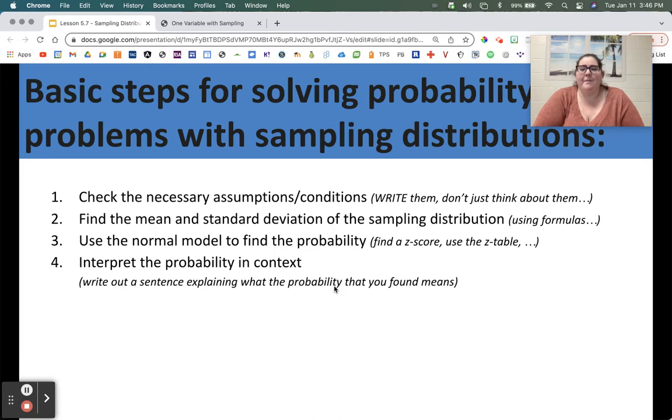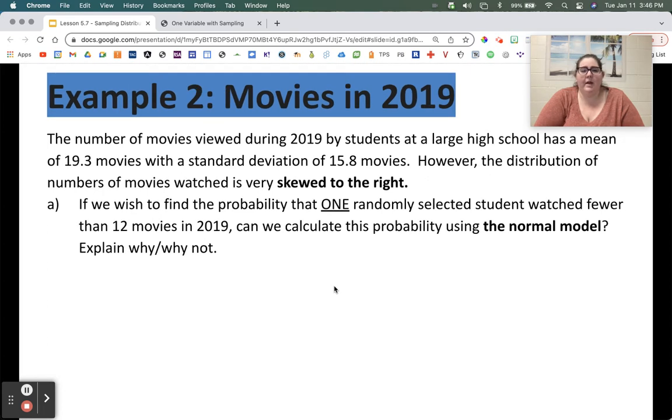I want to remind you of our basic steps for solving sampling distributions problems. We want to check our conditions, find the mean and standard deviation of the sampling distribution, use the normal model to find a probability, and then interpret the probability. So let's look at this example. So example 2, movies in 2019.